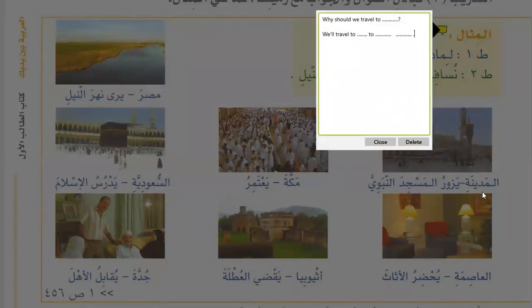Limaza nusafiru ilal Madina? Nusafiru ilal Madina li nazura Masjid al Nabawi. Yazuru means he visits. Here we need "we visit". Li nazura.